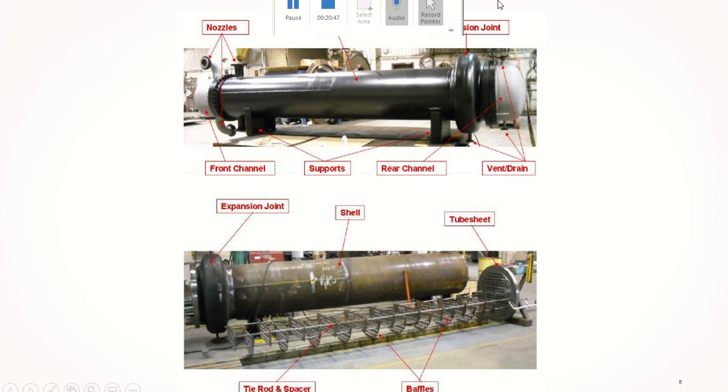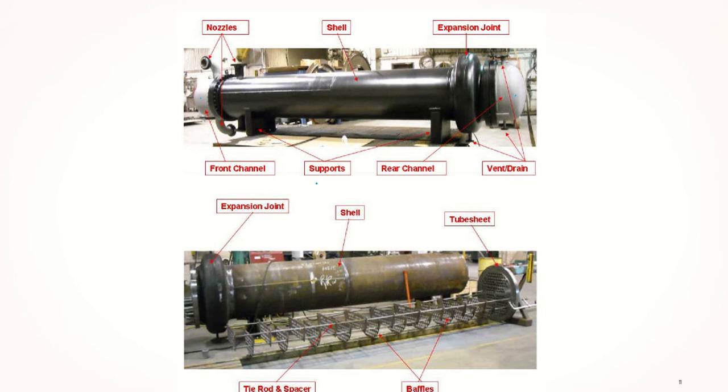So nozzle here. This would be an example for heat exchanger, the inside of the exchanger. So we have nozzles here, nozzle for inlet and outlet, and also we have front channel. This is front channel. This is back channel or rear channel, and also we have support.